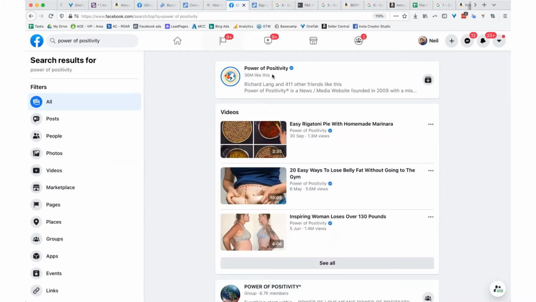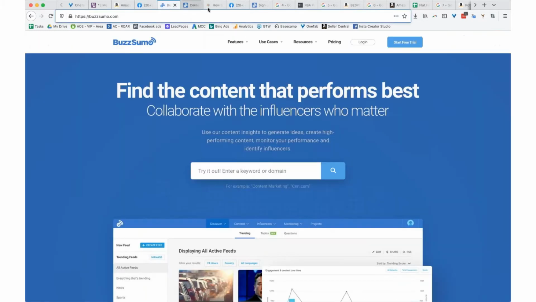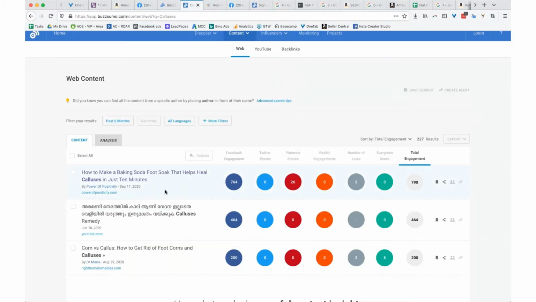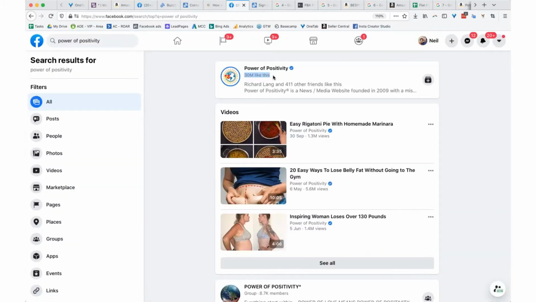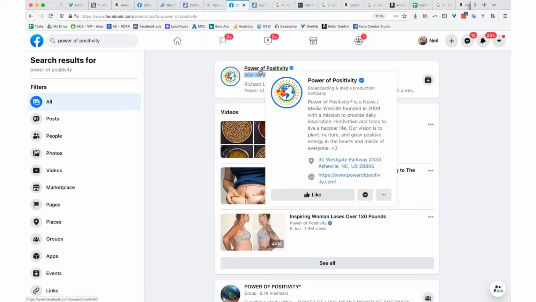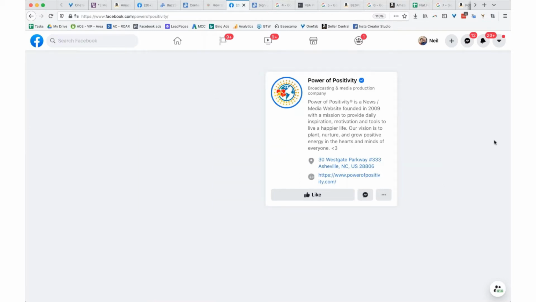Now, that company has got 30 million people liking it, which is a lot. So you can see they have a very, very good content marketing strategy, because it has resulted in 30 million people liking it. Holy shit. So what you ought to do is take a look at it and see what they're doing and see what you can learn from what they're doing. So let's just do that.